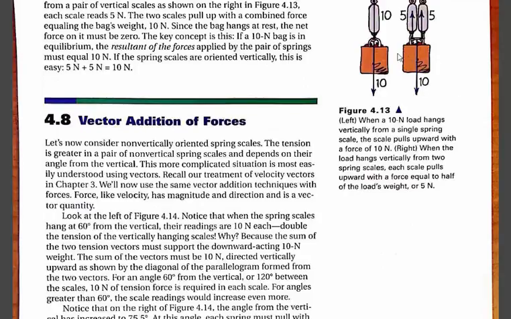Let me just reiterate that for both of these situations, the net force is 0. Both of these weights are hanging in balance, so the downward 10 newtons of gravity have to be balanced by upward 10 newtons, so that the net force balances out to 0.